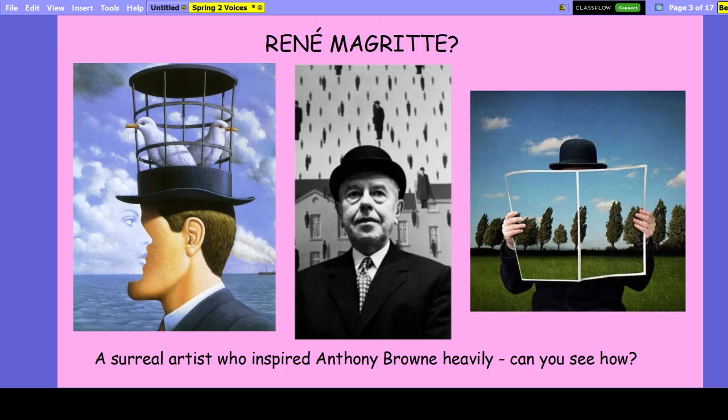In particular, René Magritte is a French artist who heavily inspired Anthony Browne with his illustrations. Can you see how? You might want to pause the video here, have a really detailed look at these images I've given you here, and have a discussion with someone around you. How do you think René Magritte's artwork has inspired Anthony Browne's illustrations? Can you see the similarities?